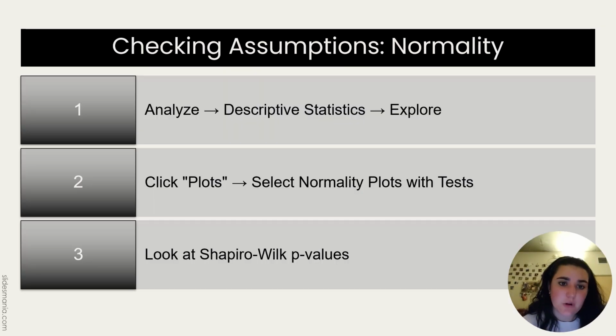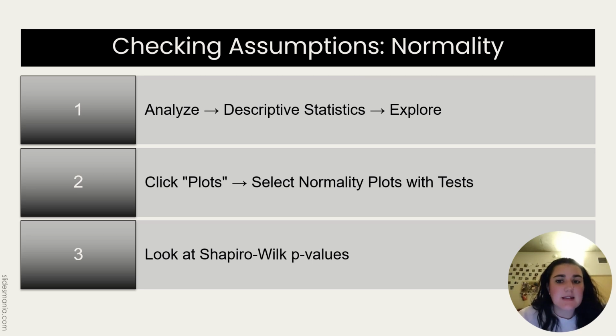Before trusting your Anova results, we must check assumptions. First assumption to check would be normality in SPSS. So you're going to go to Analyze, Descriptive Statistics, and Explore. You should click Plots and then select Normality Plots with Tests. And then you will run a Shapiro-Wilk test for each fertilizer group separately. It will also generate histograms and QQ plots for visual inspection.